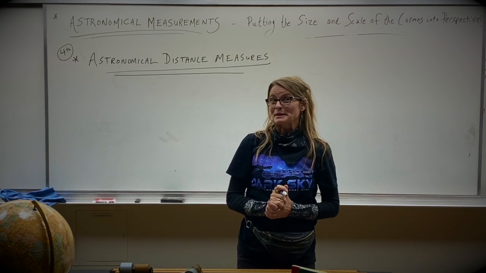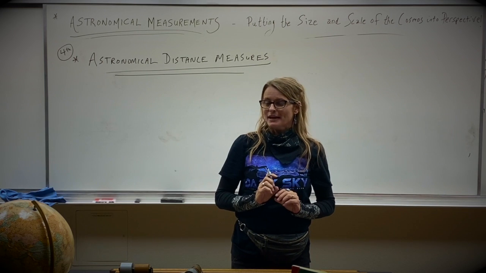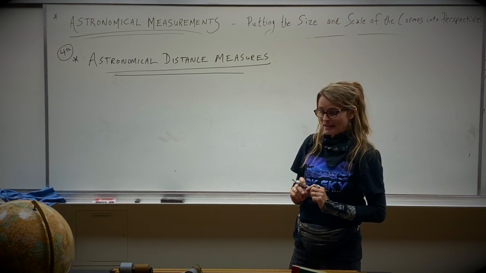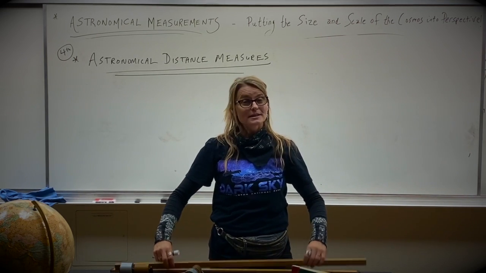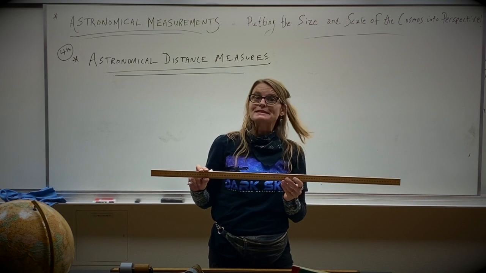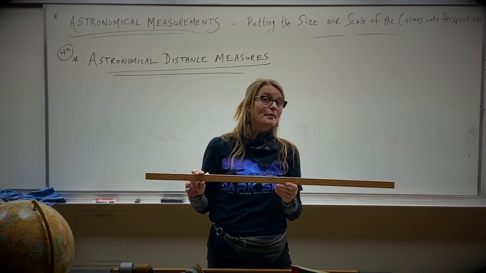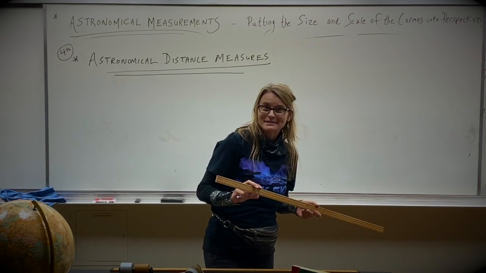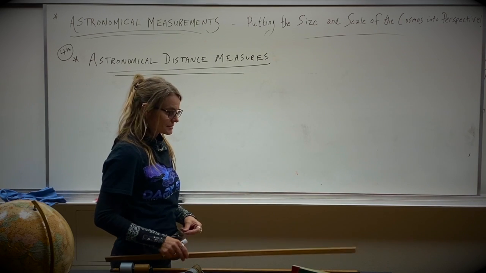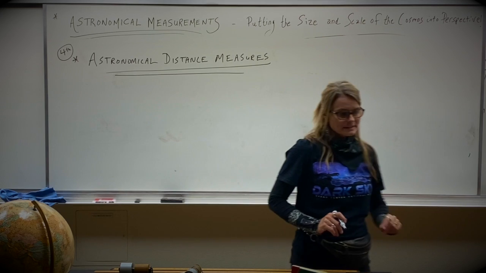So our next step is to do astronomical distance measures. This is where we start getting into some very, very big numbers, and we need things larger than a meter stick to depict and represent those distances to nearby solar system objects and beyond, within our galaxy and to other galaxies. So let's start.